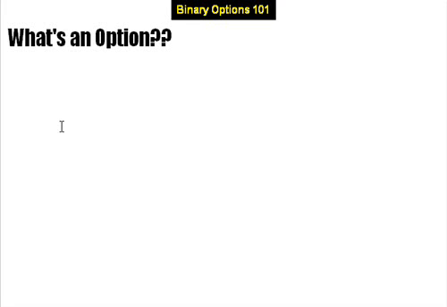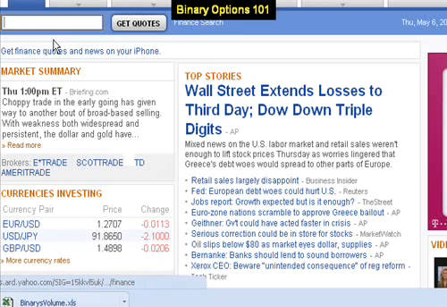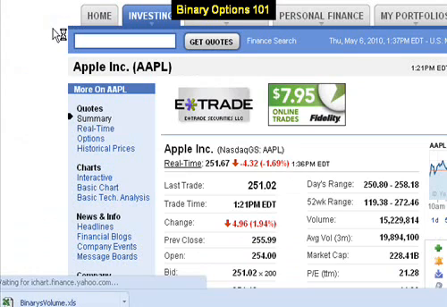Now I mentioned a couple things: pricing and strike prices. As you'll see, options pricing is a topic of its own. But instead of trying to figure out options pricing, all you need to do is go and get some options quotes. Let's go get some. Let's go to Apple. Here at Apple, we click on options.